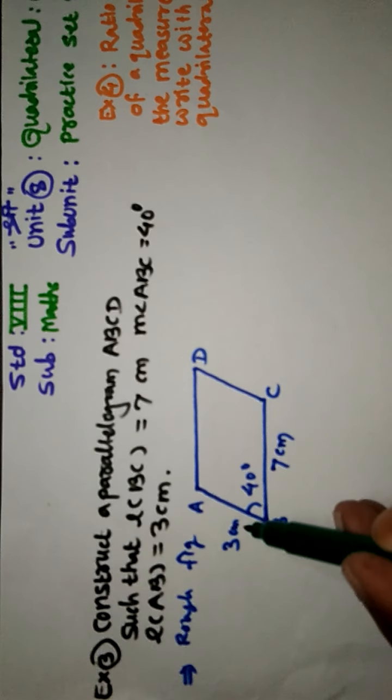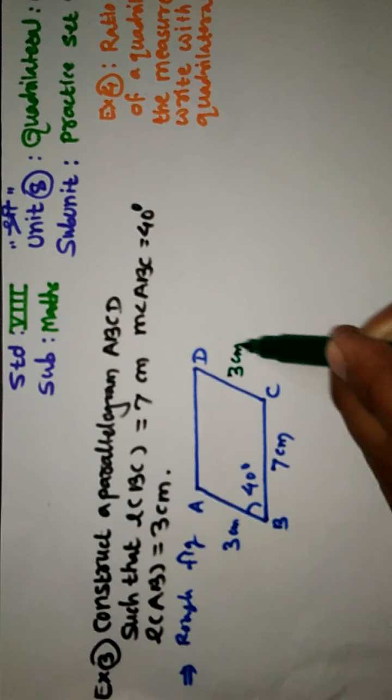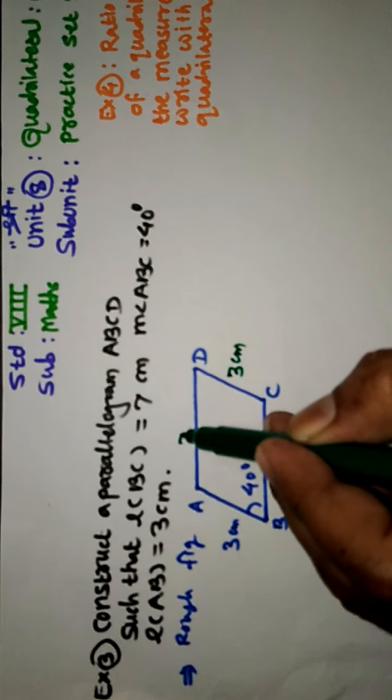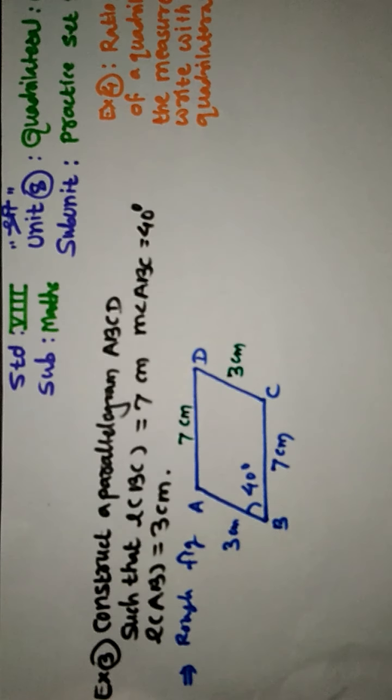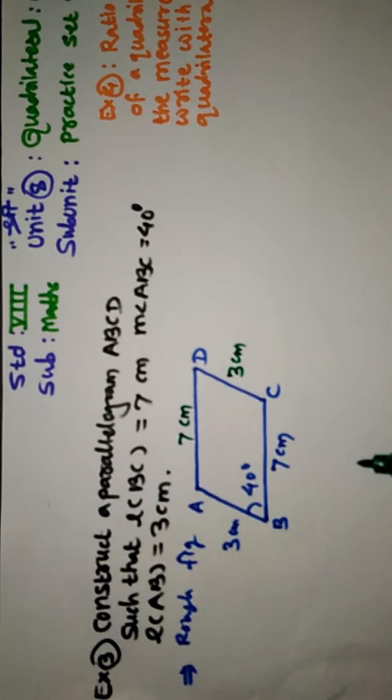Opposite sides are congruent, so AB is equal to 3 centimeters, then CD is equal to 3 centimeters, BC is 7 centimeters, then AD is equal to 7 centimeters. And this angle is 40 degrees. So we get 5 elements. Now we construct the quadrilateral.